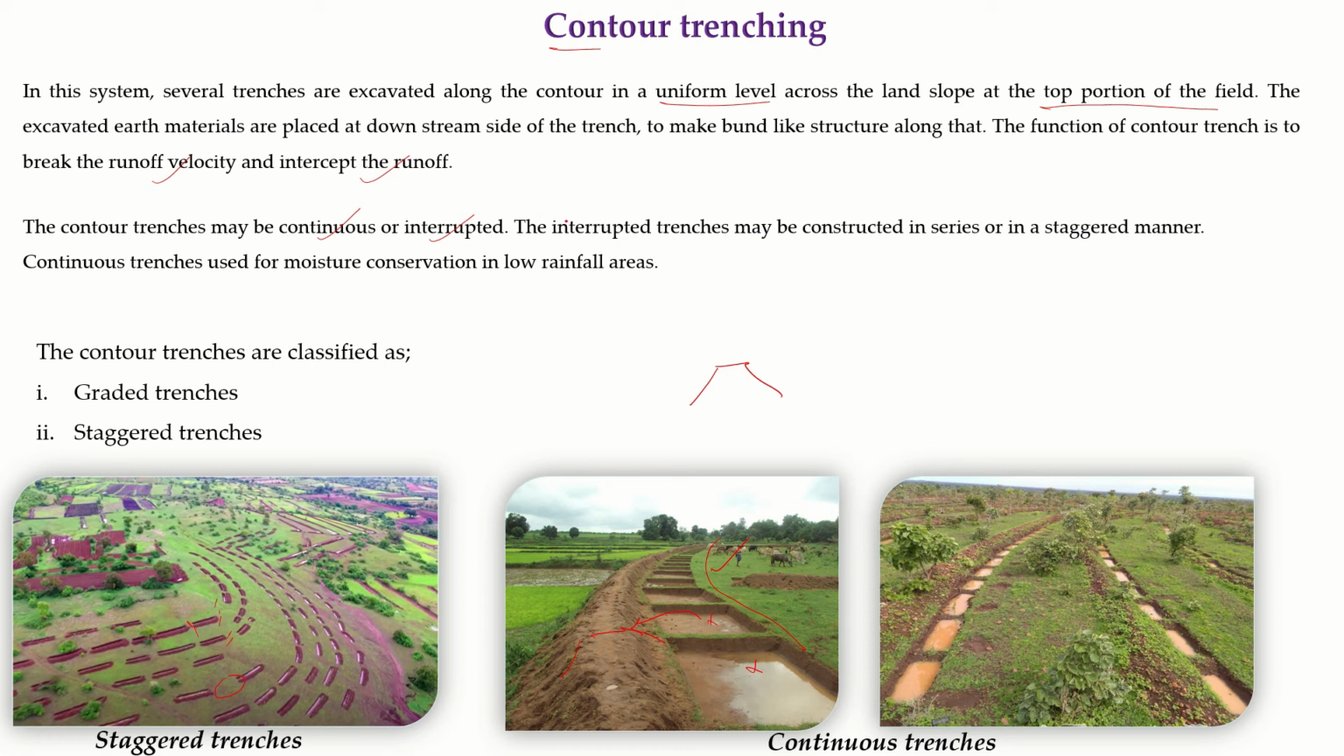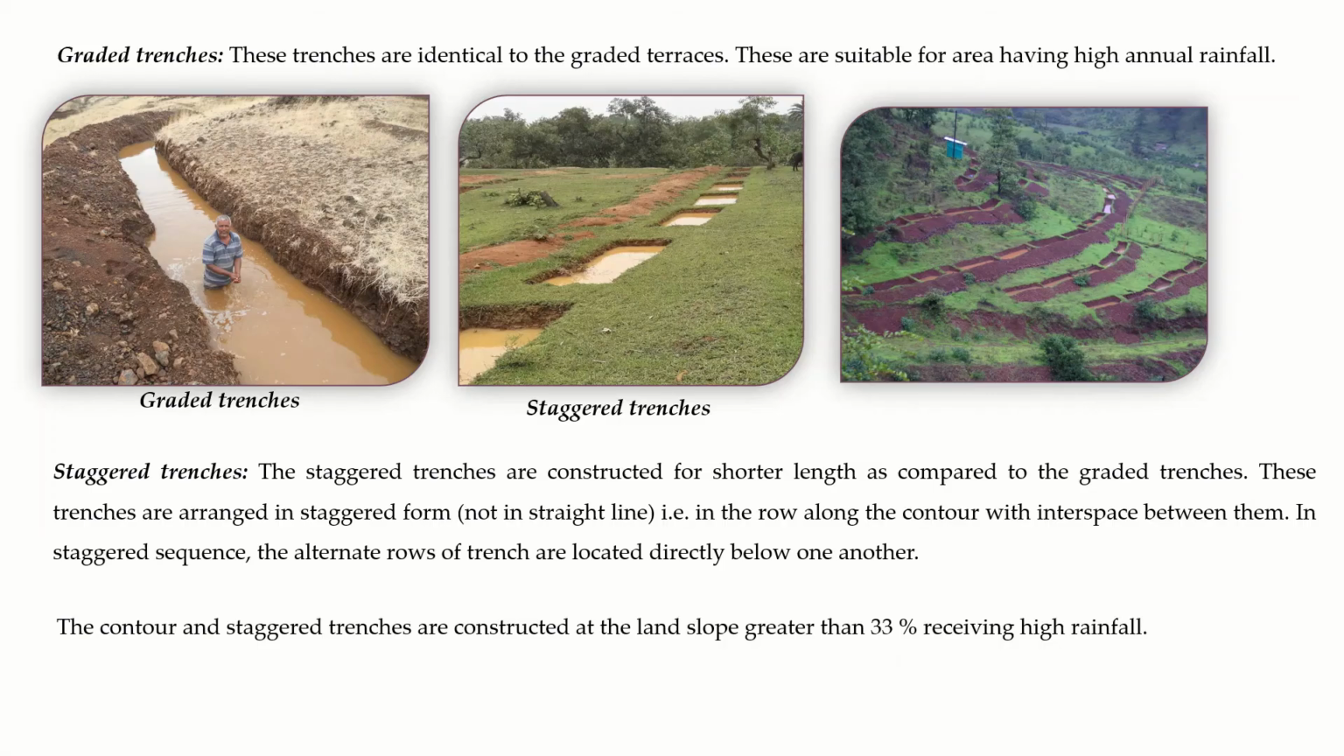Now the interrupted trenches may be constructed in a series in a staggered manner. We can also call these interrupted, where a small gap has been provided in these bunds. That's called interrupted or staggered trenches, and these are the continuous trenches, that is graded trenches or continuous trenches, and the next one is staggered trenches. This is an example of trenches constructed where high rainfall is received in a particular region.